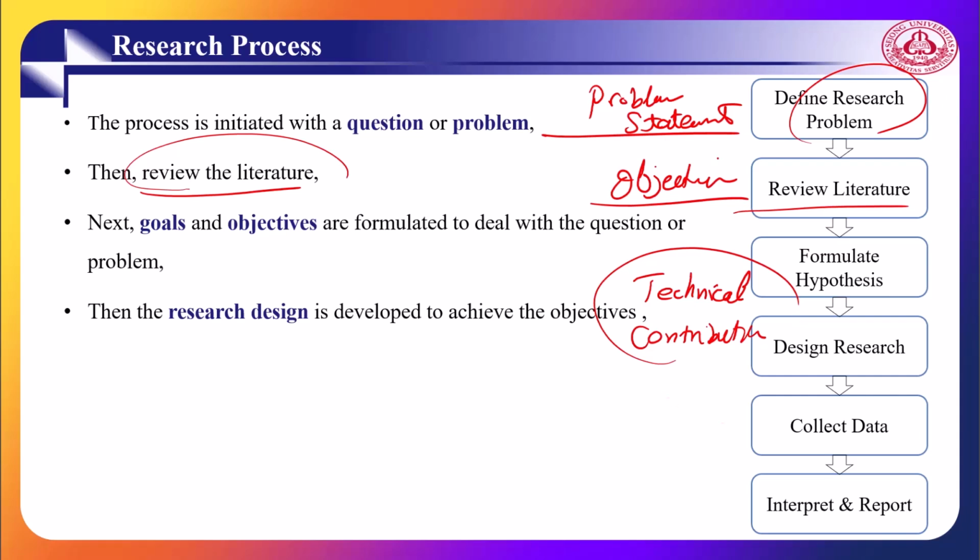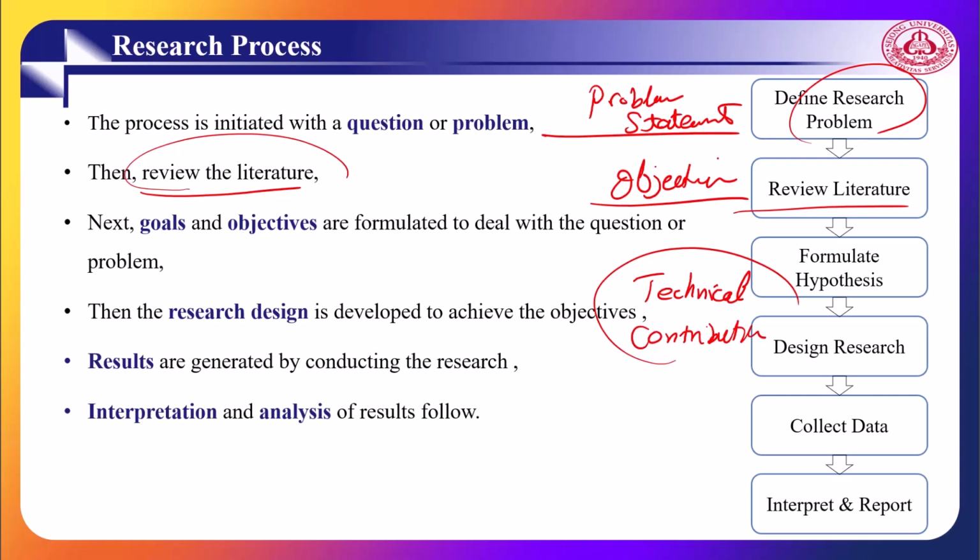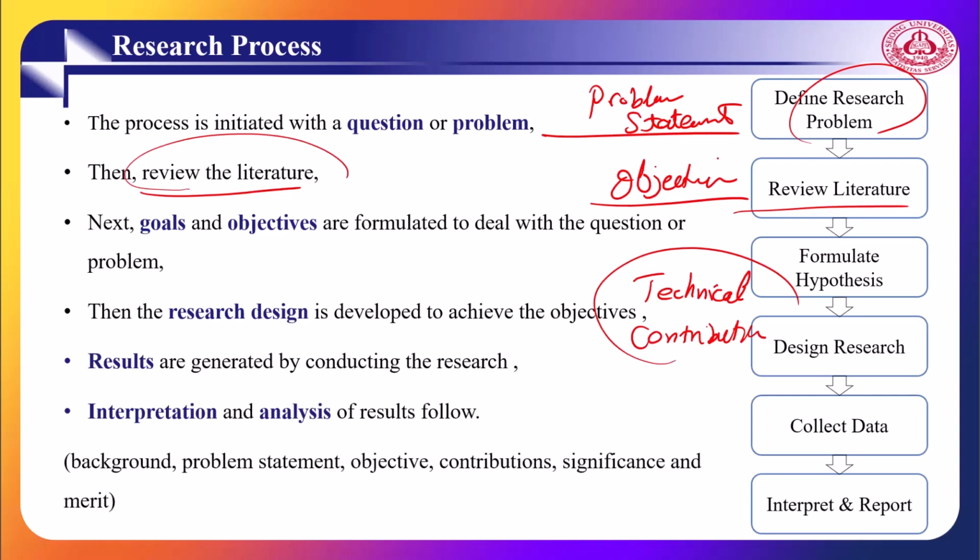Then we collect data, and we try to generate the results by conducting research. Then we interpret and analyze the research, and then maybe we can go for interpretation. So background, problem statement, objective, contribution. Then we have significance and merit. Significance means, compared to the existing methods and algorithms, how well is your suggestion or proposal? If there is no improvement, it means you did nothing, right? So you must be able to prove that your proposed algorithm or method or model works better.